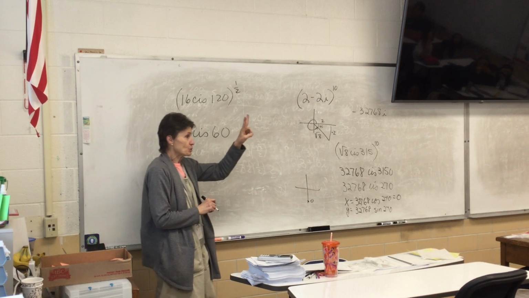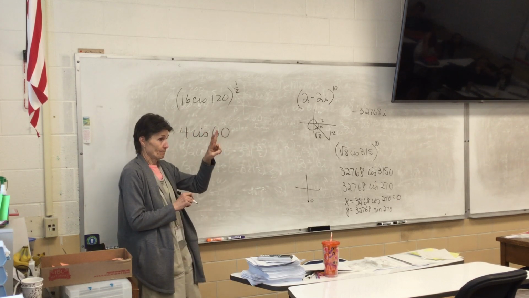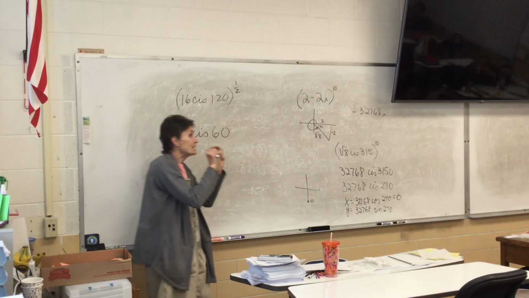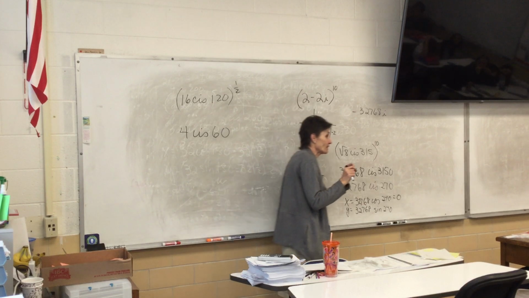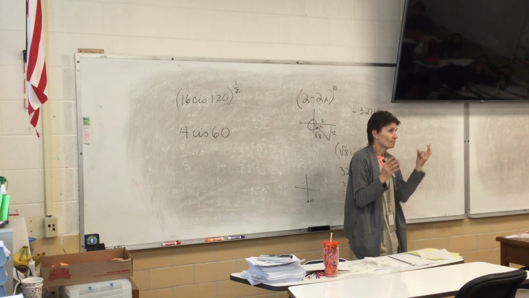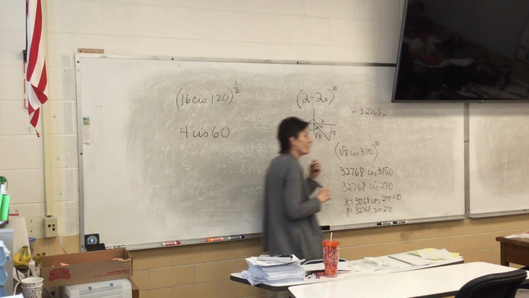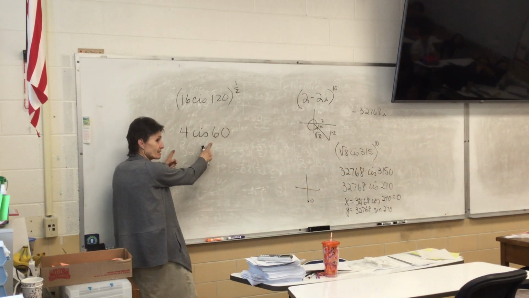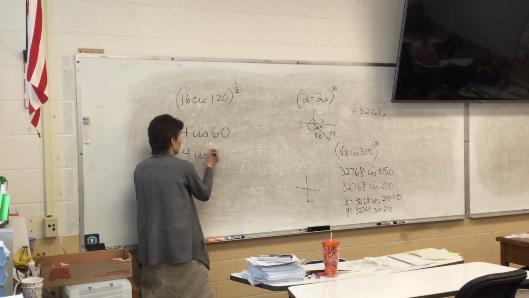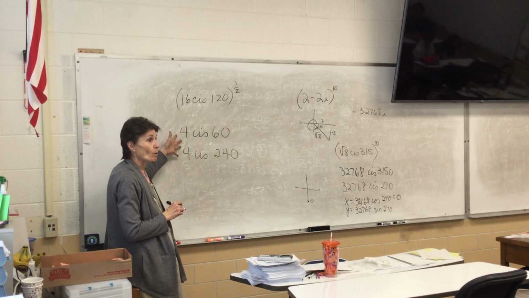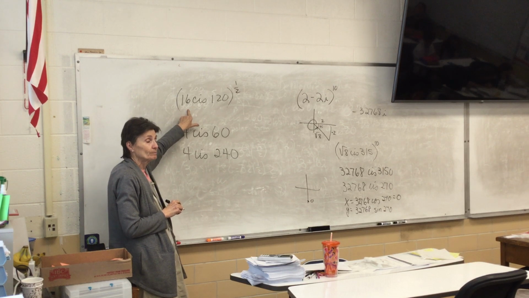So if there are only 2 answers, think of a wheel, 2 vectors that are evenly spaced, how many degrees apart are they? If there's only 2 of them, 180 degrees apart. So if the first one is 60, the second one will be 240. There are the square roots of this number.